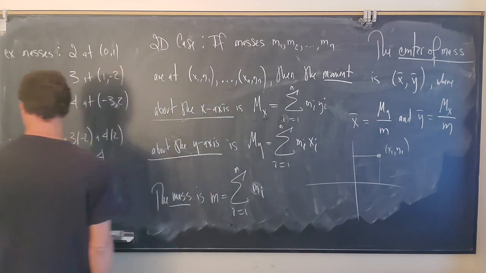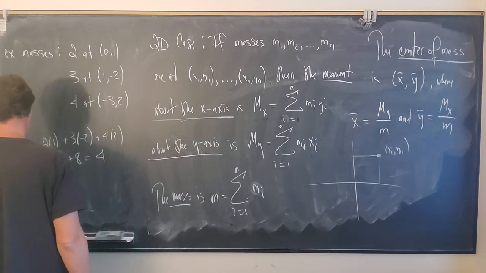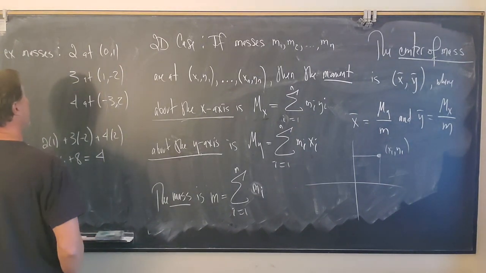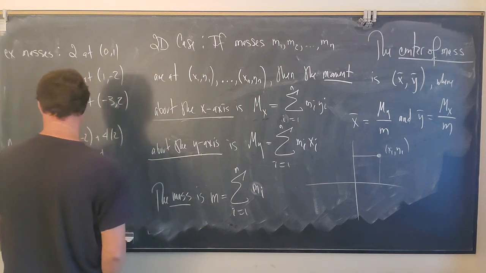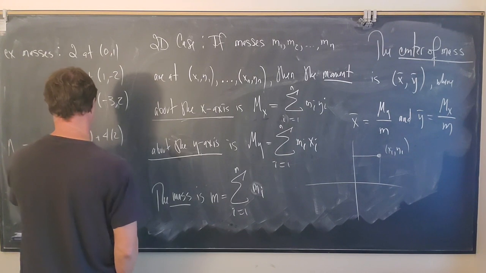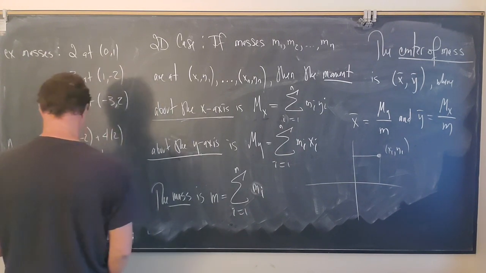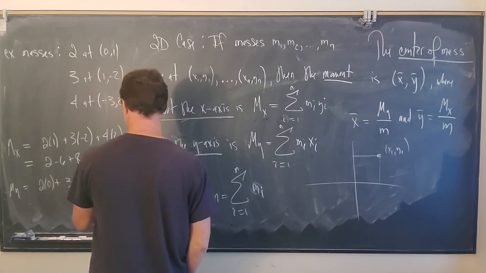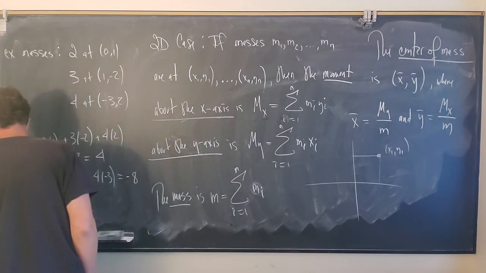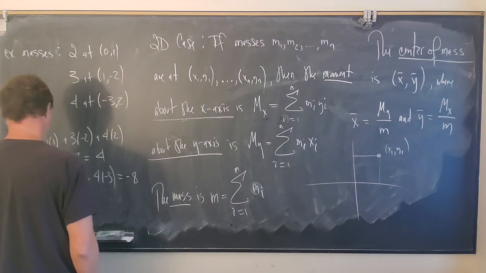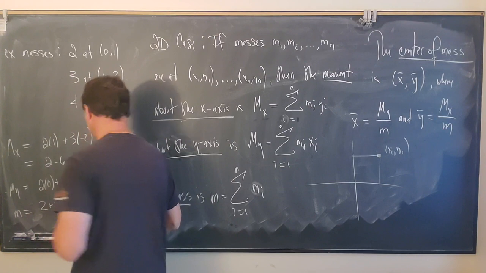And then we need to do m sub y. So that's going to be masses times x coordinates. So m sub y is going to be 2 times 0 plus 3 times 1 plus 4 times minus 3. And so that will give us negative 12 plus 3 is a negative 8. We also need to compute little m. That's the sum of the masses. So 2 plus 3 plus 4. And so that equals 9.